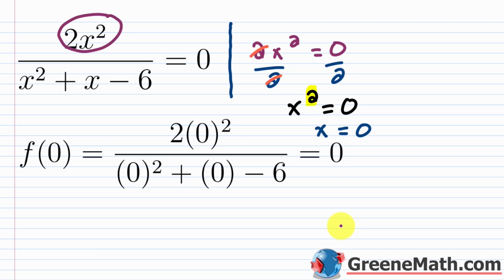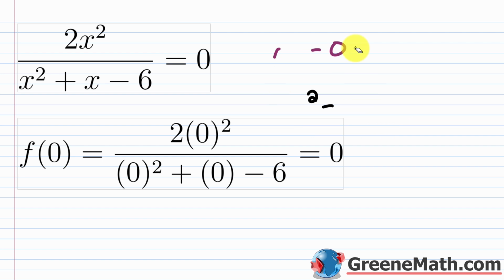In terms of the y-intercept, let me get rid of this. All you're going to do is figure out what is f of 0. In this case, that's equal to 2 times 0 squared over 0 squared plus 0 minus 6. So this becomes 0 over negative 6, which equals 0. So the y-intercept occurs at 0, 0.